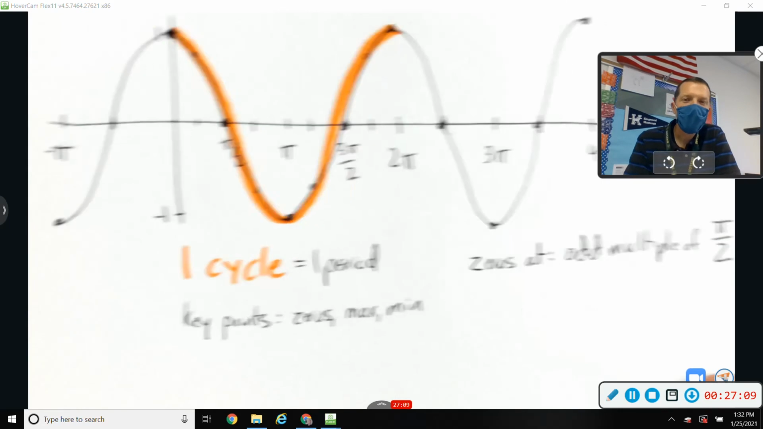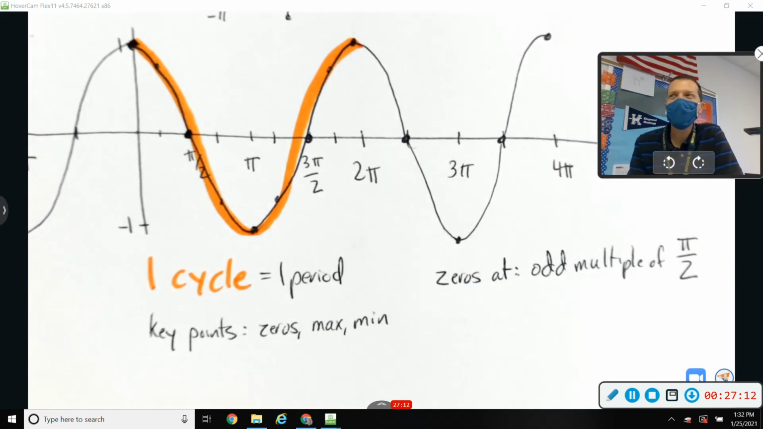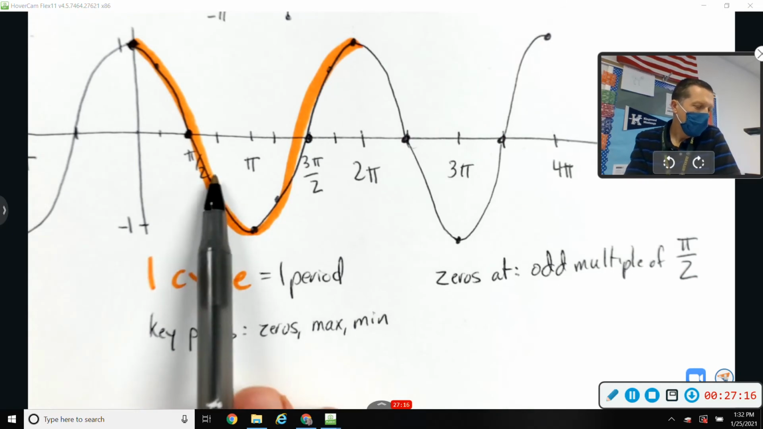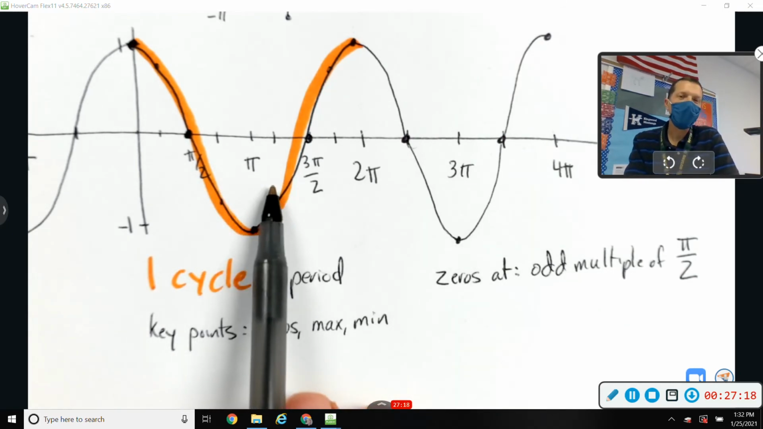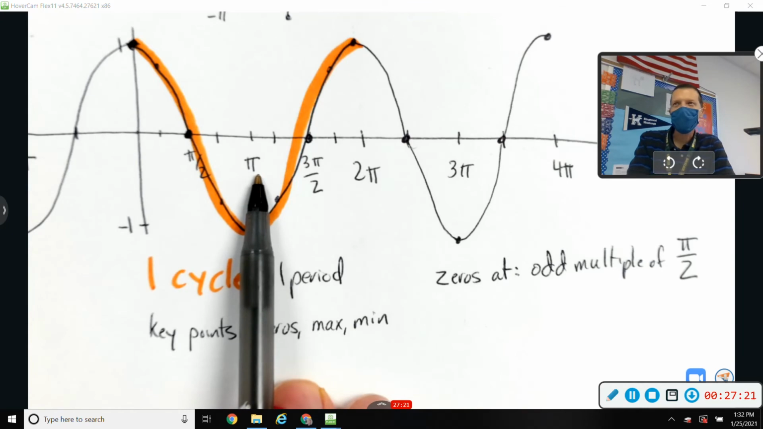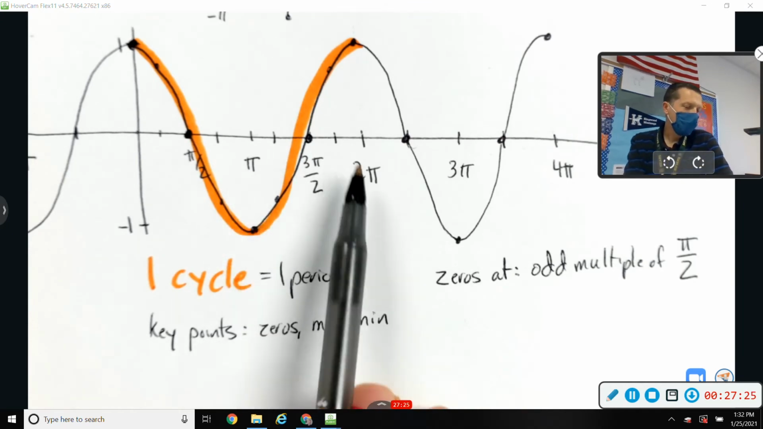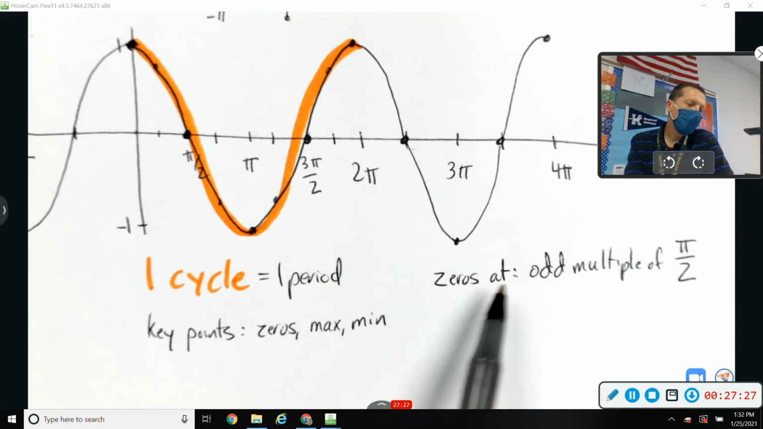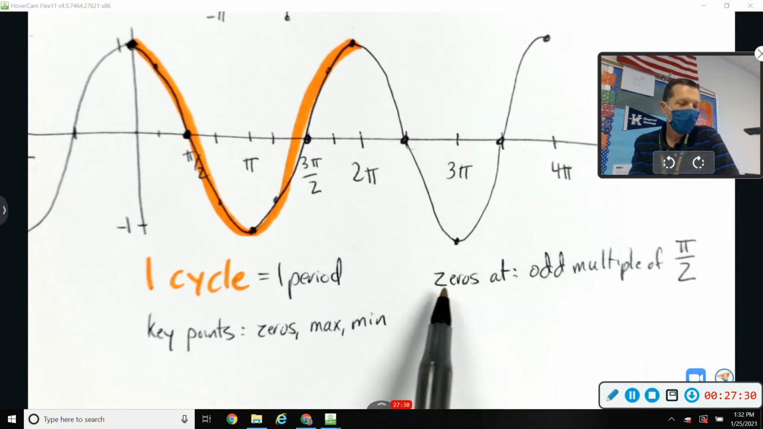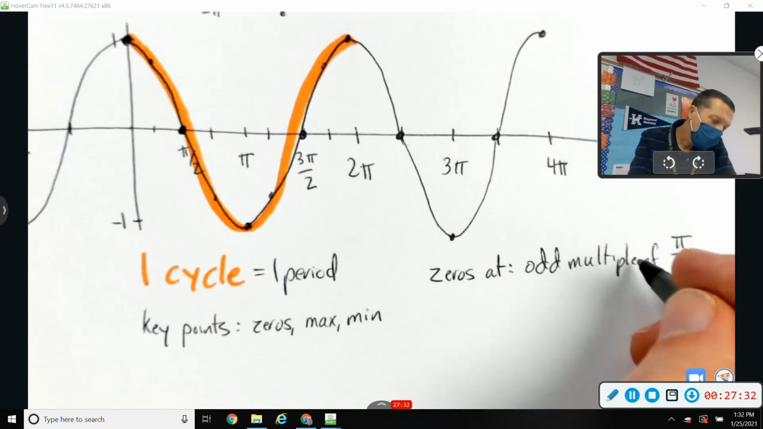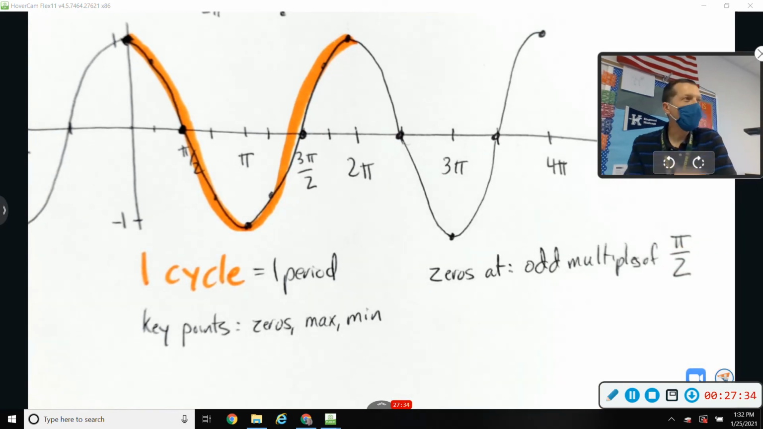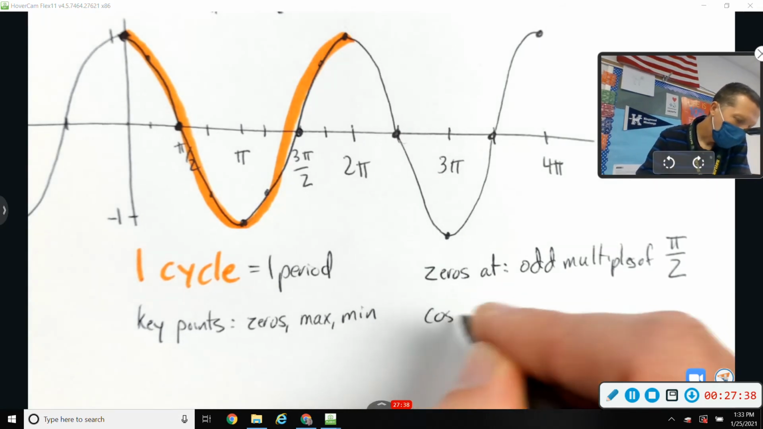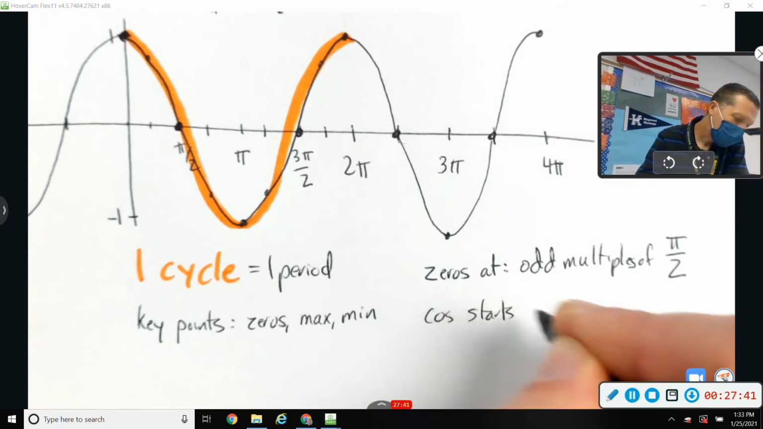So that's pretty good. I mean, you were right. And someone over there was saying something about pi over 2. Be careful, it's not all the pi over 2s, because pi is a multiple of pi over 2. It doesn't look like it, but it's 2 pi over 2. And 2 pi is 4 pi over 2. So it's not all the multiples of pi over 2, it's just the odd multiples, or every other multiple of pi over 2. And then cosine starts at 1.